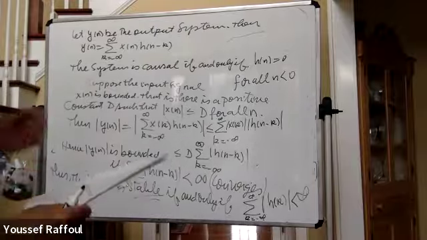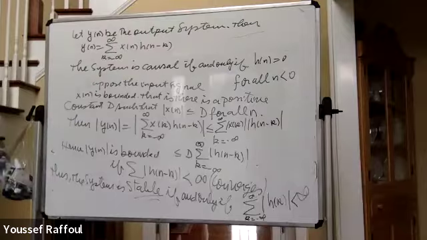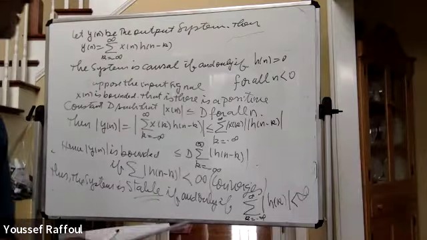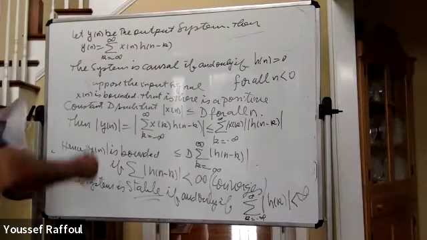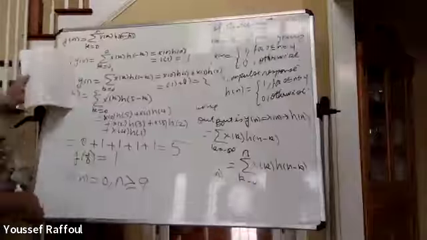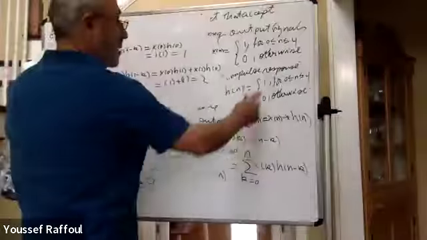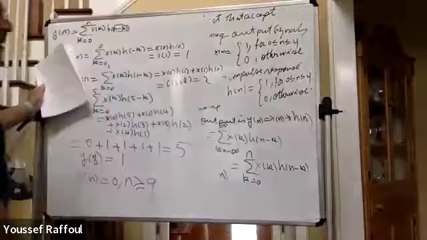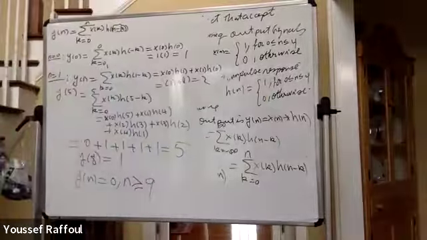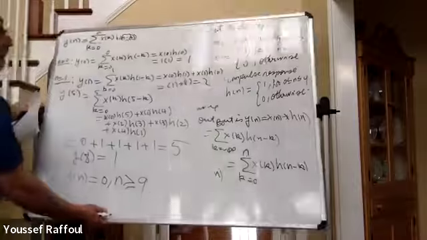So this is where we are now. And you can easily see that the previous system is stable. Why? Because h is almost 1. So that system is stable.